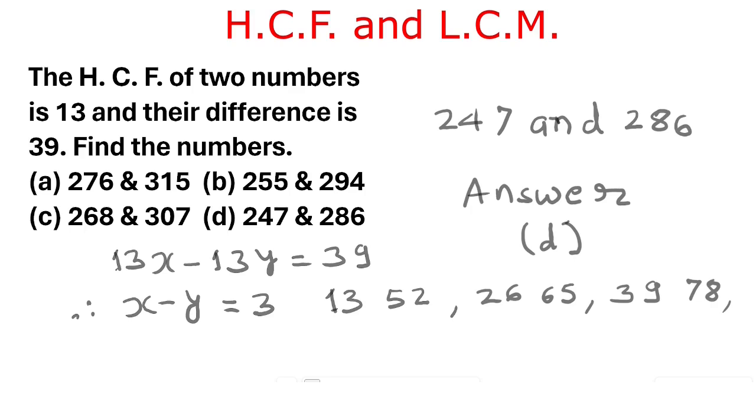So we have to find our answer from the given options, and only option D satisfies both the condition that each number is having divisibility by 13 as well as their difference is 39. I hope you have understood the concept involved in the question and the explanation given by me. We go to the next question.